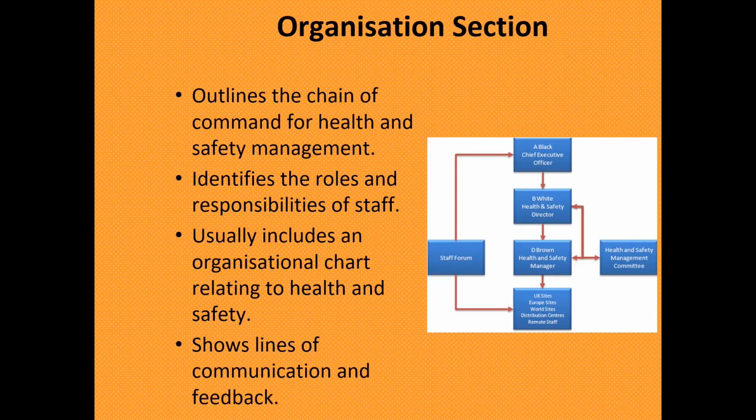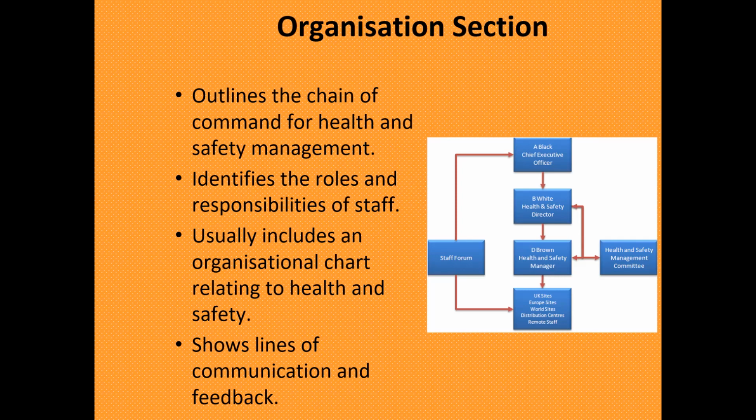Also, the organization section identifies the roles and responsibilities of the staff, and usually includes an organization chart relating to health and safety, which shows lines of communication. Here you can see a chart, a chief executive officer, the top guy of the organization, then the health and safety director, communication from the chief executive to the HSE director, then from him it goes to the health and safety manager. Then from him, it goes to the sites, to the projects, to other staff, the health and safety management committee, safety supervisors, advisors, etc.